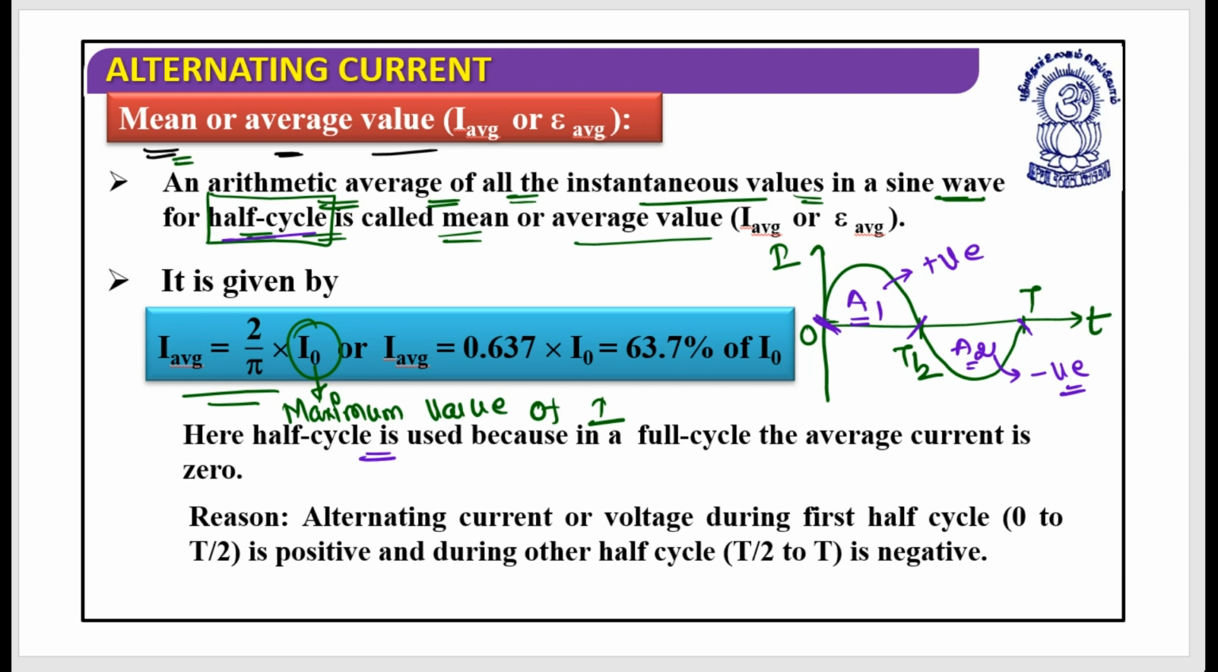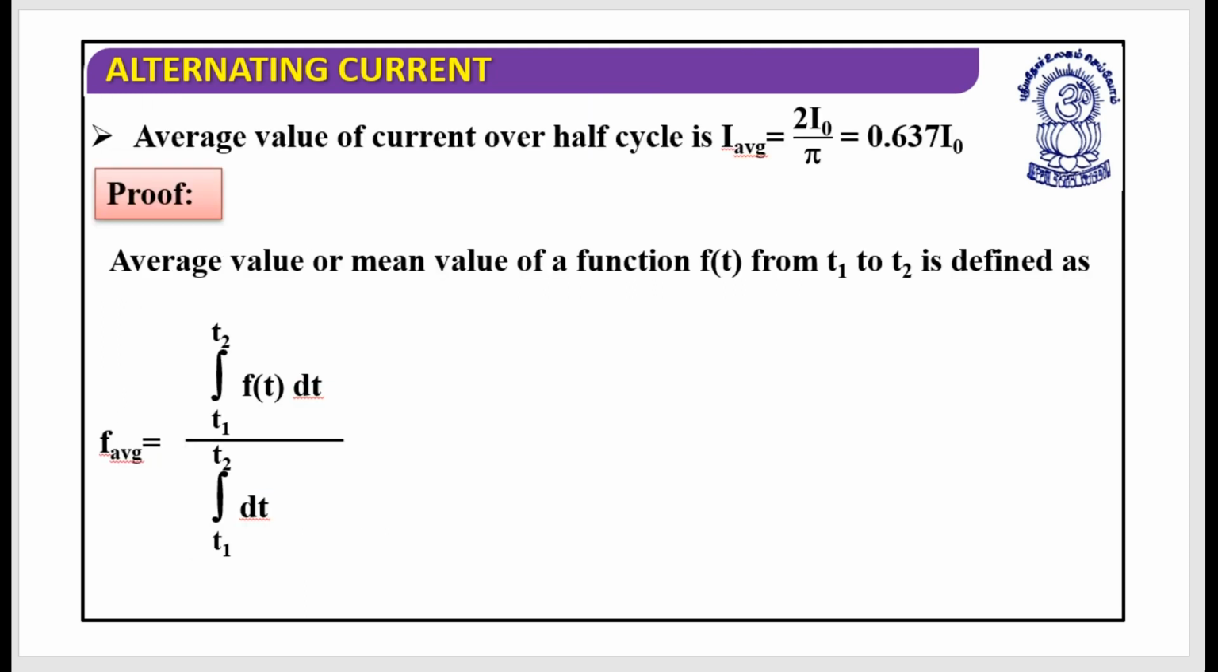The reason has been mentioned over here. Half cycle is used because in a full cycle the average current is always 0. The reason is 0 to T by 2 is positive, T by 2 to T is negative. So this is one of the options by which we take the mean or average value. The average value of current over half of the cycle can be written as I average equals 2 I naught by pi, where I naught is the peak value of the AC current.